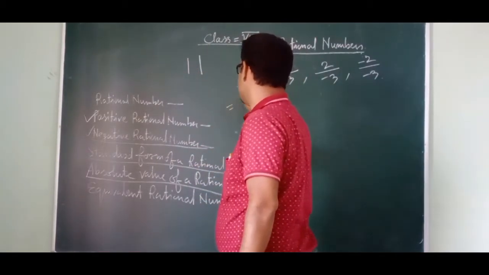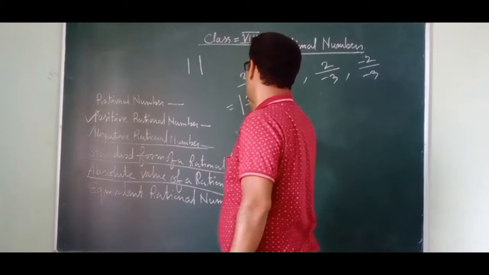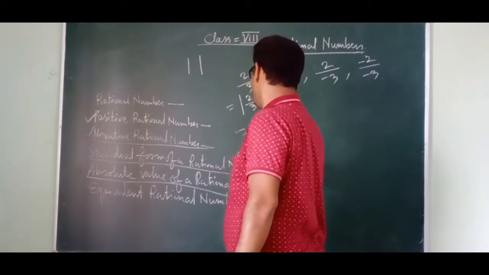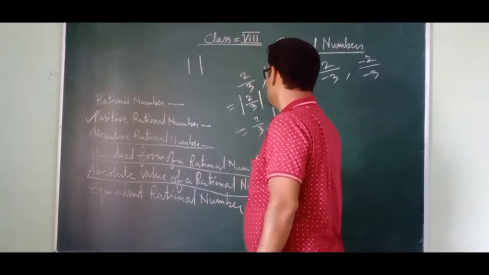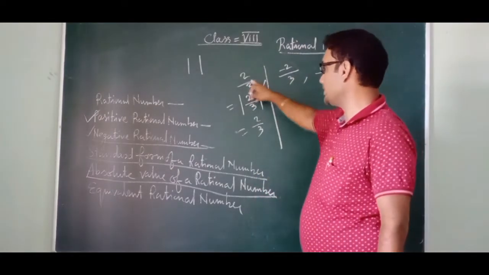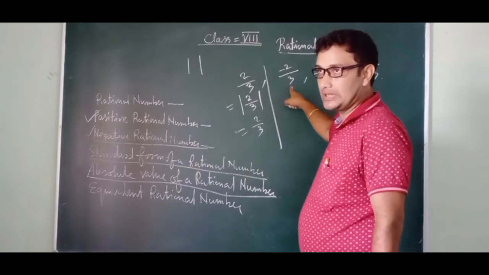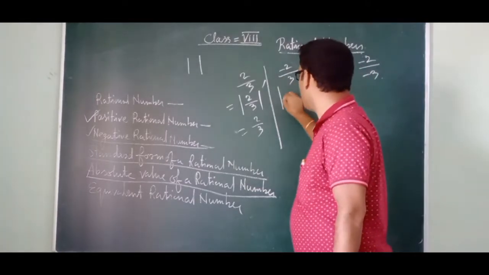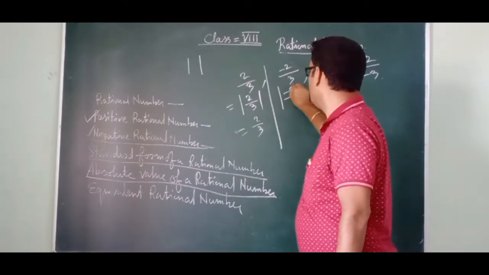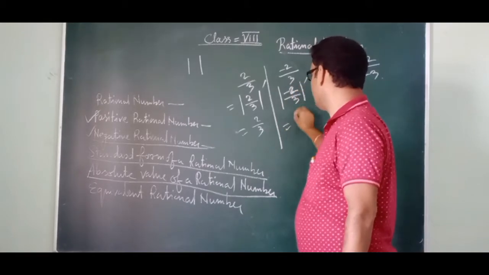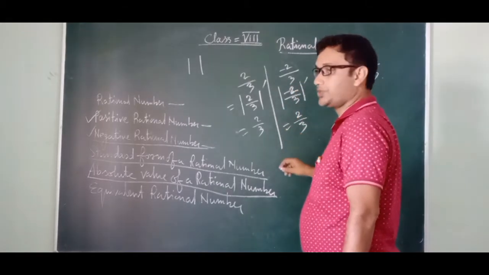So 2 by 3 is your rational number. So the absolute value of 2 by 3 will become 2 by 3. Positive is there, it will remain positive. Now next, minus 2 by 3 is a negative rational number. When you write it inside the absolute symbol, its value also becomes positive. That means 2 by 3 will come.